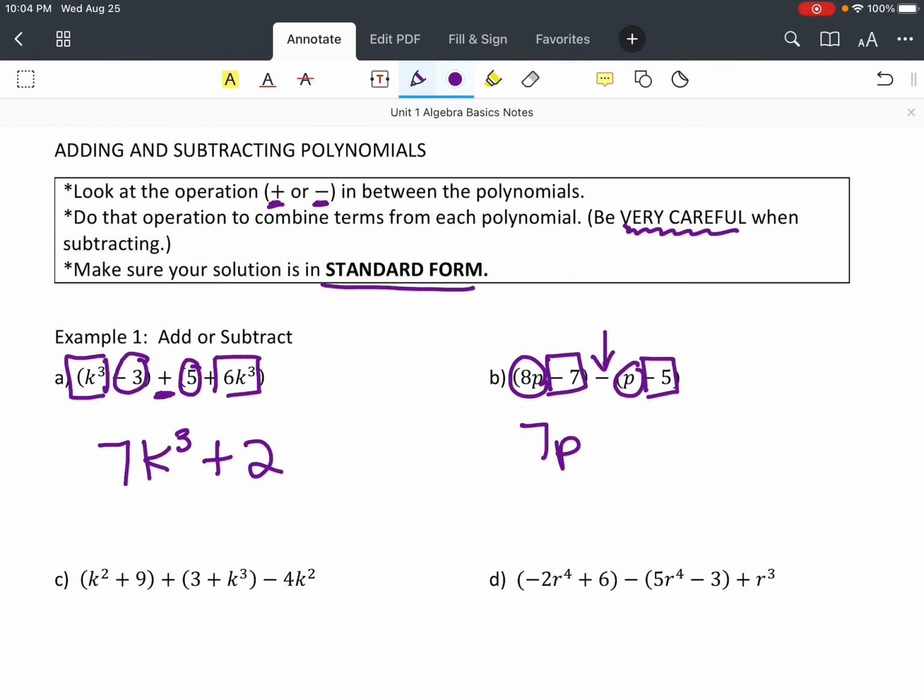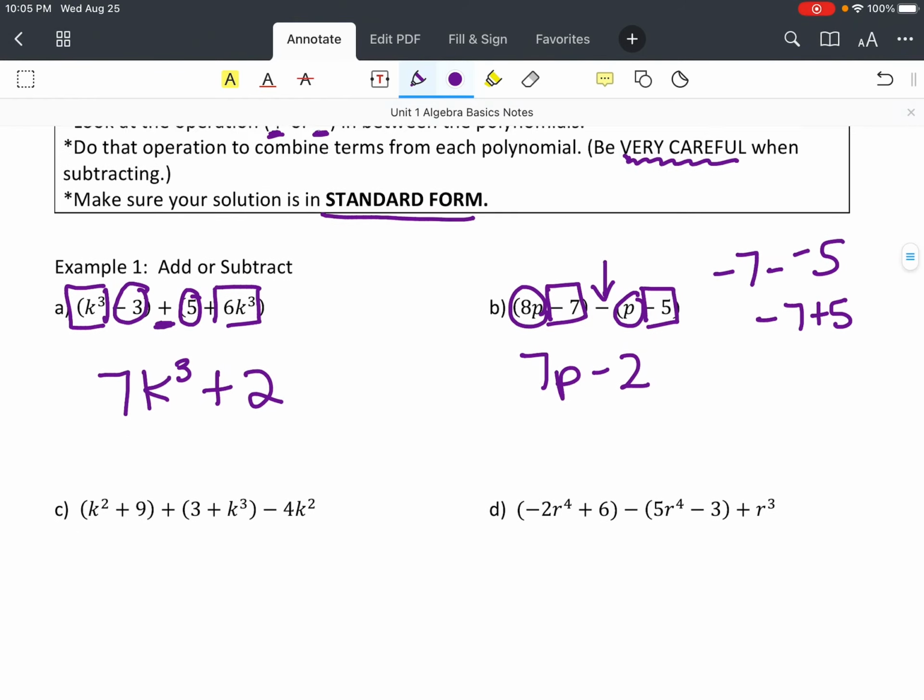But because we are subtracting, we need to remember that we are going to have -7 minus a -5, which becomes -7 plus 5. And the solution to that is -2. So the answer to this polynomial is going to be 7p minus 2. And that is a simple example of how you add and subtract polynomials.